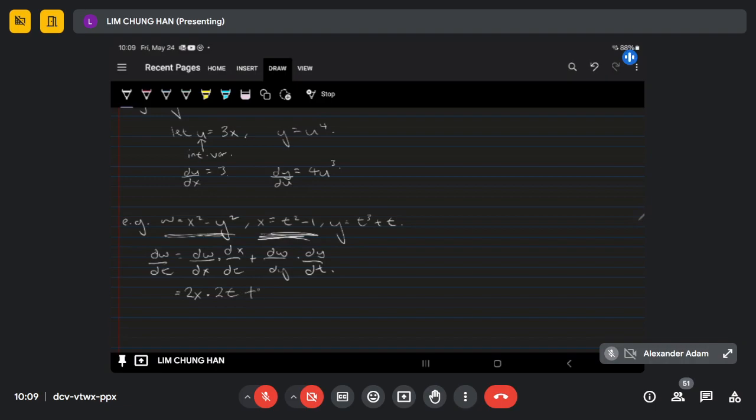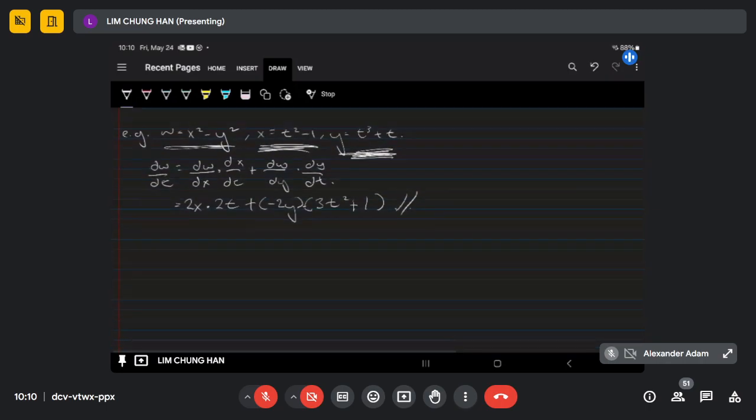And then plus dw/dy. Now x squared becomes constant, so it becomes negative 2y. And finally, dy/dt: 3t squared plus t differentiates to 1. There, that's the solution when you have one extra variable.